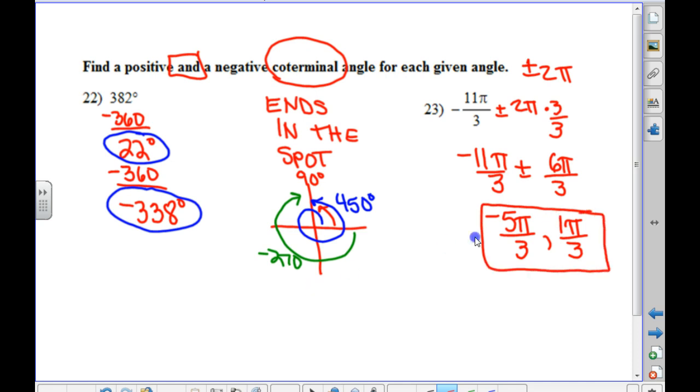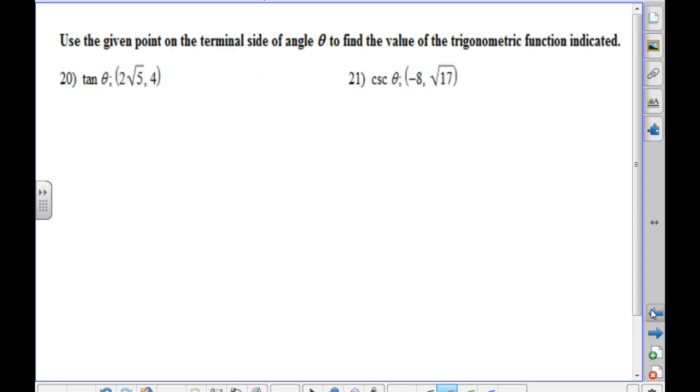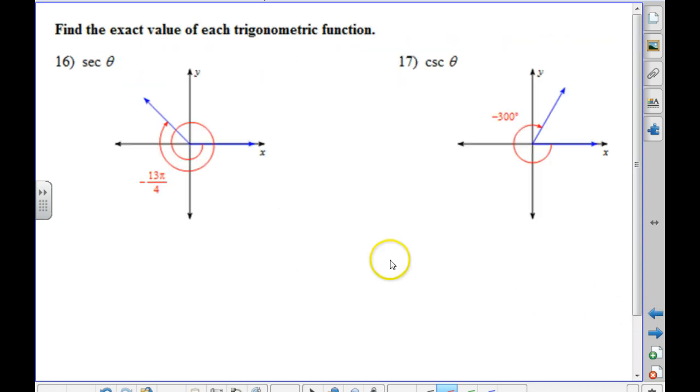I like to convert them back into fractions. Students like degrees better, but that one you had to convert and then convert back, so it wasn't really very efficient. But this one, we don't have to convert back.